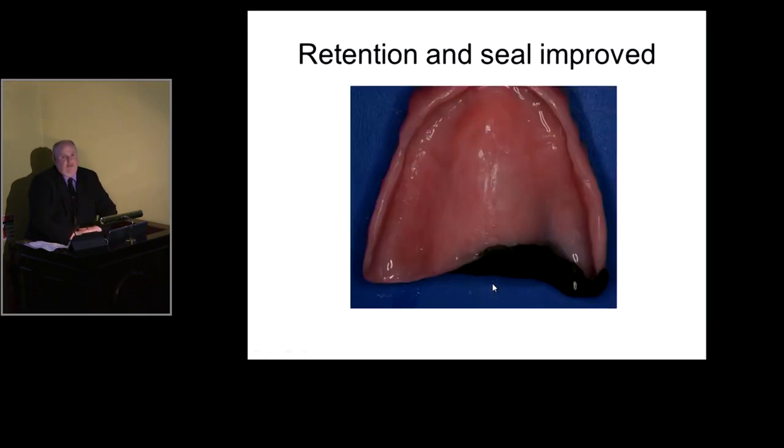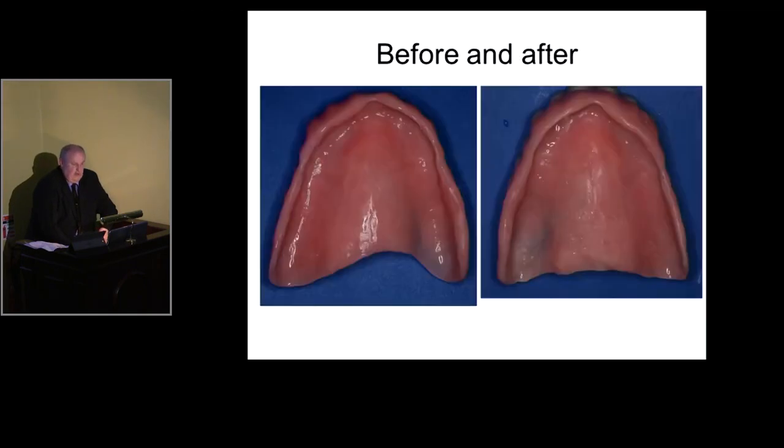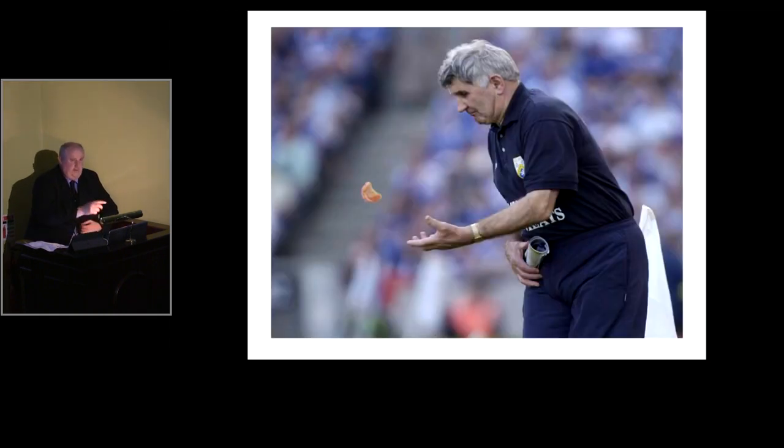Okay. So we put a little bit of green stick on to do a test. It improves the retention. We convert the green stick into acrylic, and the denture is improved. Why was it improved? Because we improved the surface area. Okay. This is a famous Gaelic footballer coach in Croke Park cheering his team on, and his denture was displaced. Why did that happen? Because if you look very carefully, you can see it's a bit underextended, just there.